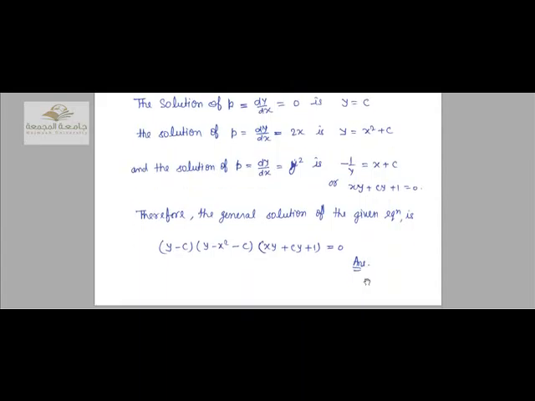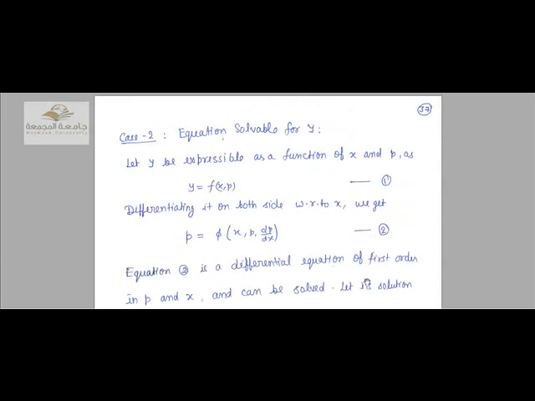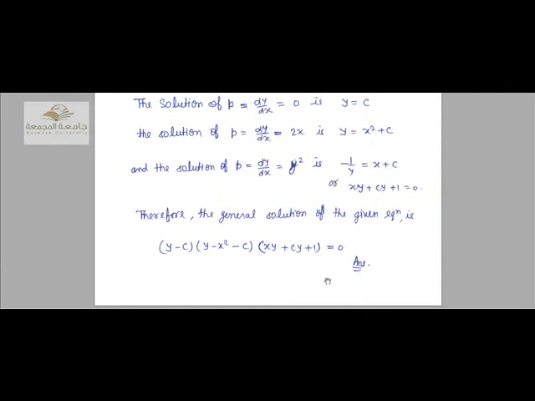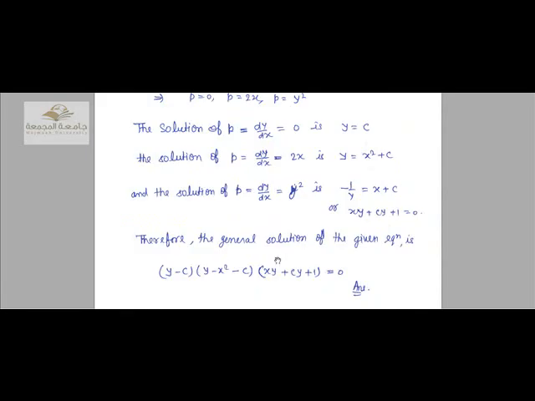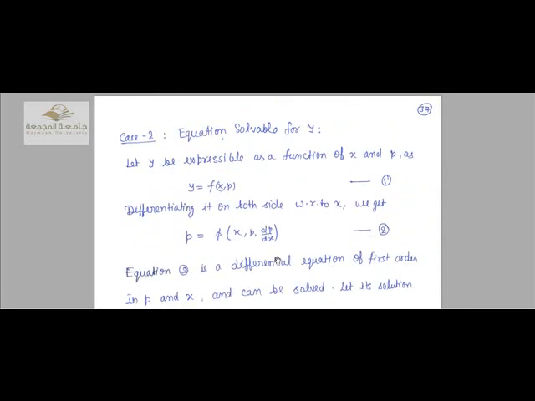Therefore the general solution of the given equation is (y − c)(y − x² − c)(xy + cy + 1) = 0.